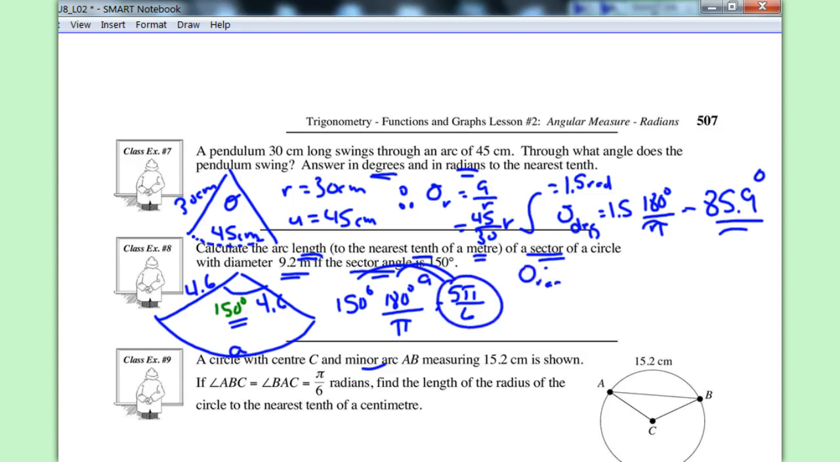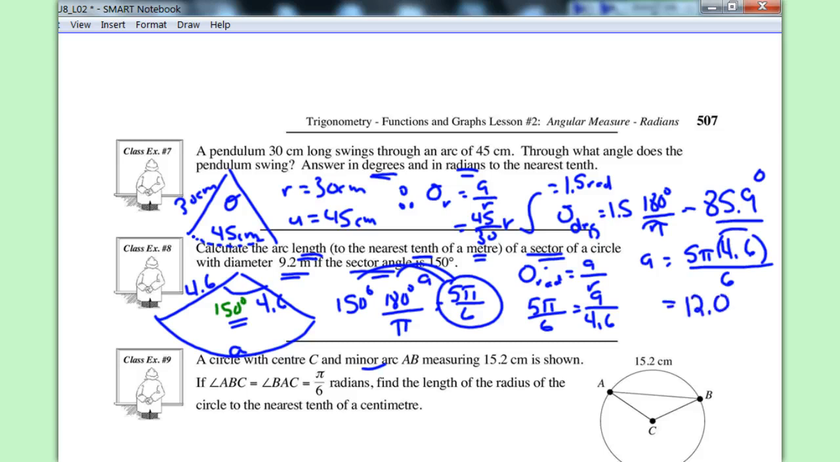So theta in radians is equal to arc length over radius. So theta in radians, 5 pi over 6, is equal to A over R, which was 4.6. So that means that exactly my arc length would be 5 pi times 4.6 divided by 6. And if I multiply that together and simplify it, it ends up being, to one decimal place, 12.0 meters. And all is good in math. All right, so you need to be careful how you use that formula.